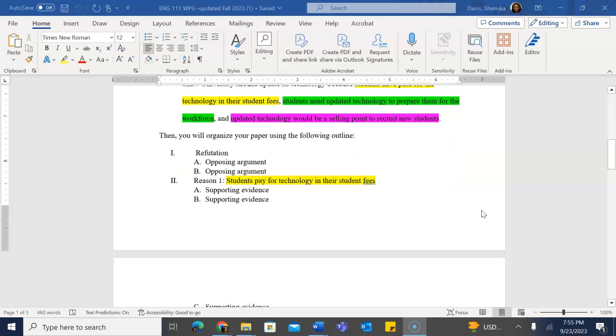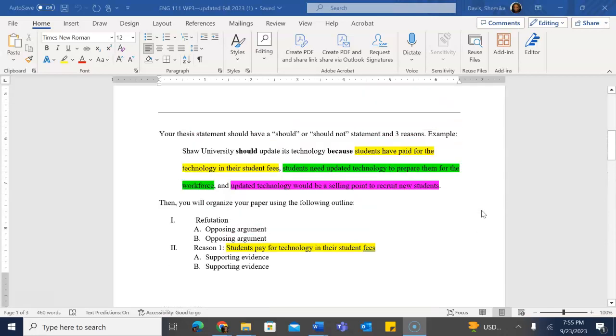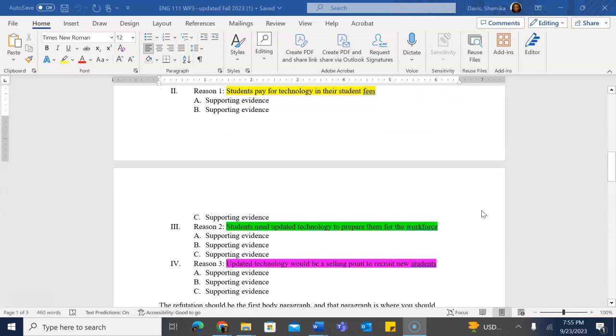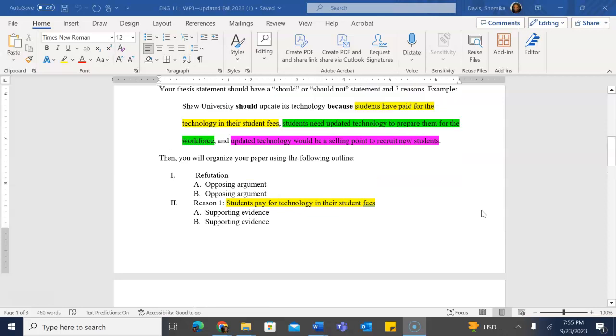Now, as you scroll down, you can see that our reasons are color-coded, and I try to put it color-coded so that it's easy for you guys to understand and also see right here on the page. So right here in our little outline for your paper, obviously your first paragraph is going to be your introduction, okay? So your first paragraph will be your introduction.